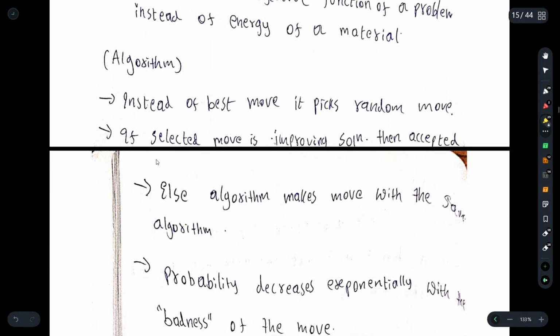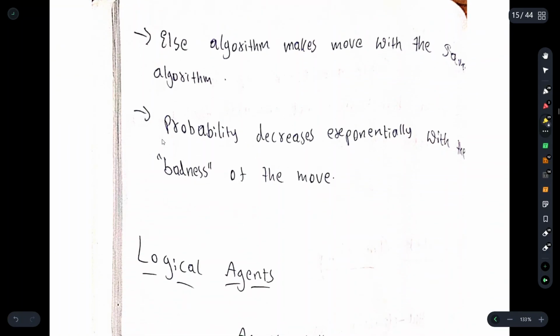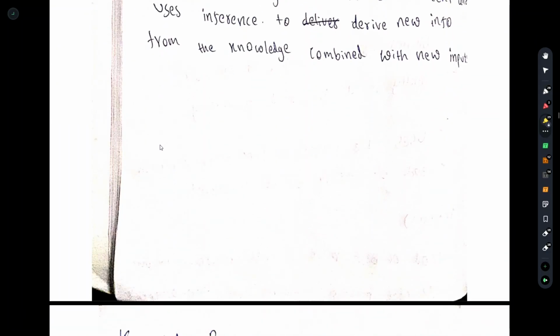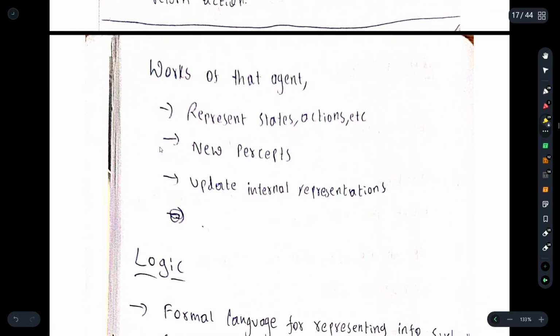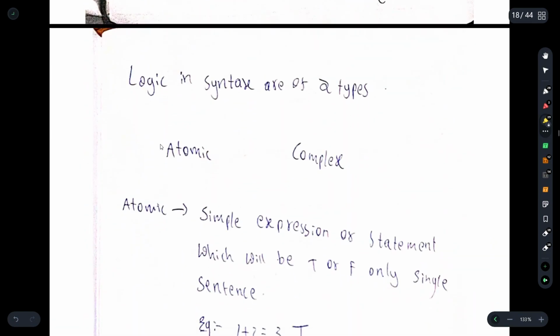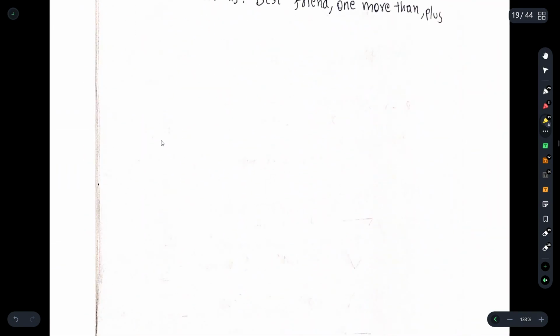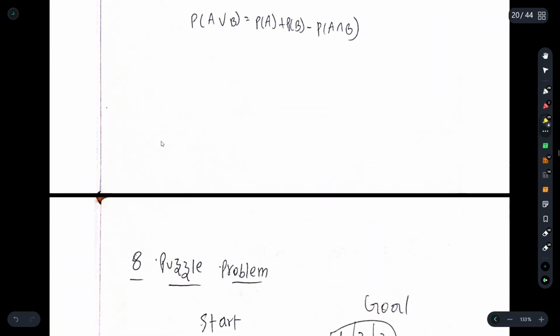So instead of the best move, it picks a random move, and if the selected move is improving the solution, then it will continue, else it will move to the first loop of that algorithm. So logical agent, I will discuss these things in other notes. This is not a bit clear.